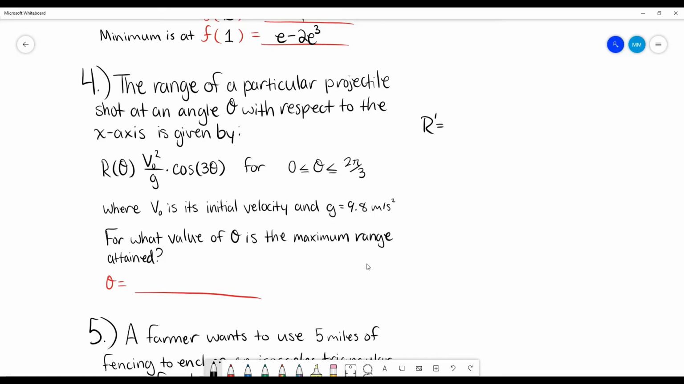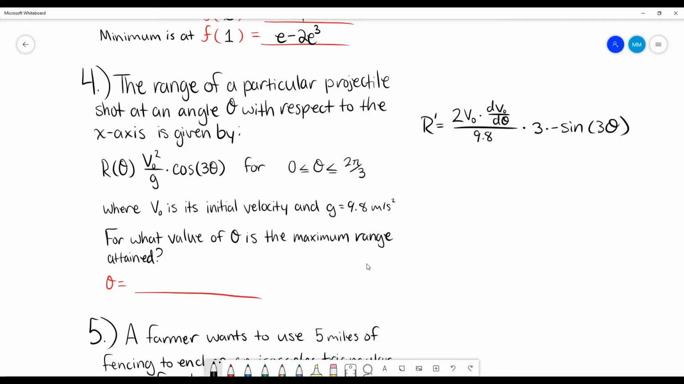well, the derivative of r, I know this. We don't know our initial velocity, so I'm going to have to take the derivative of that with respect to theta, like so. Over g, which is 9.8, that's going to stay that way. And then times the derivative of cosine 3 theta. These are chain rules, so we've got our 3 times, and the derivative of cosine is a negative sine 3 theta.